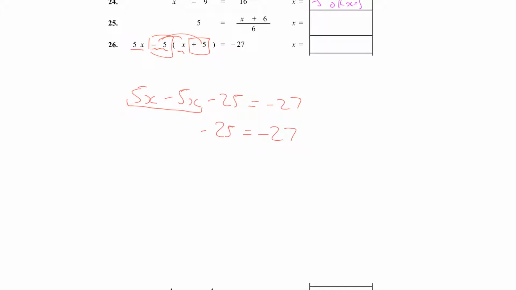Rubbish, I hope to hear you say, because minus 25 doesn't equal minus 27. So it doesn't matter what value of x you put in here, because x doesn't even feature in the equation. So if you put x equals 1, the equation isn't going to work. If you put x equals 2, the equation isn't going to work. So in other words, there's no value that's going to make this work. No solution.